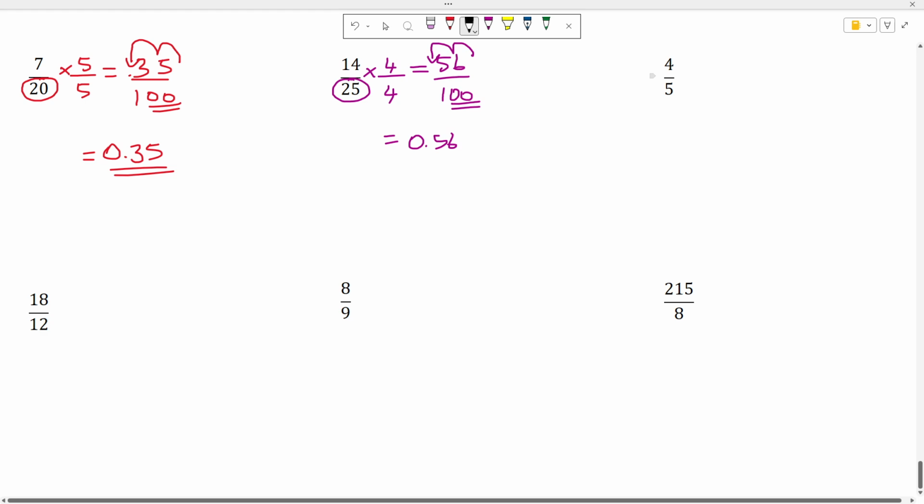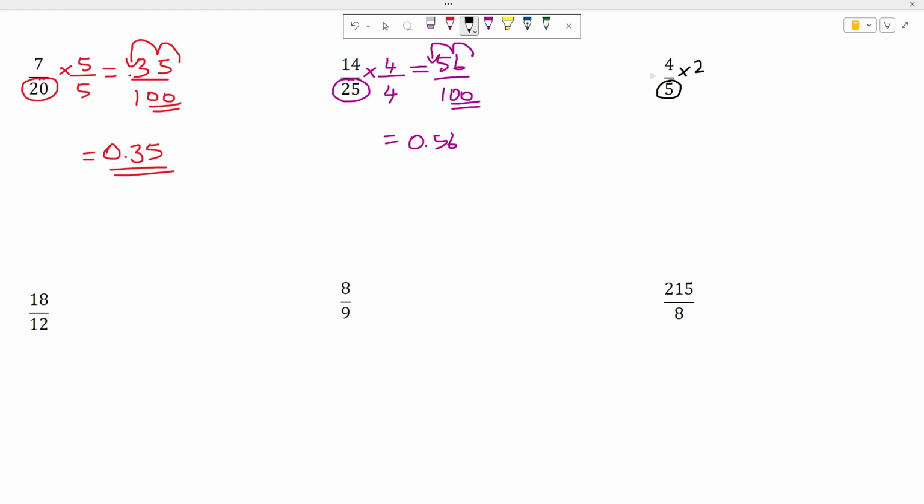Now for question number 3, either we can change the denominator to be 10 or we can change the denominator to be 100. We know that 5 can be changed into 10 by multiplying by 2, right? So multiply both numerator and denominator by 2, which is going to give us 8 over 10. Here we only have 1 zero, so we're only going to go 1 place to the left. Therefore, our answer is going to be 0.8.